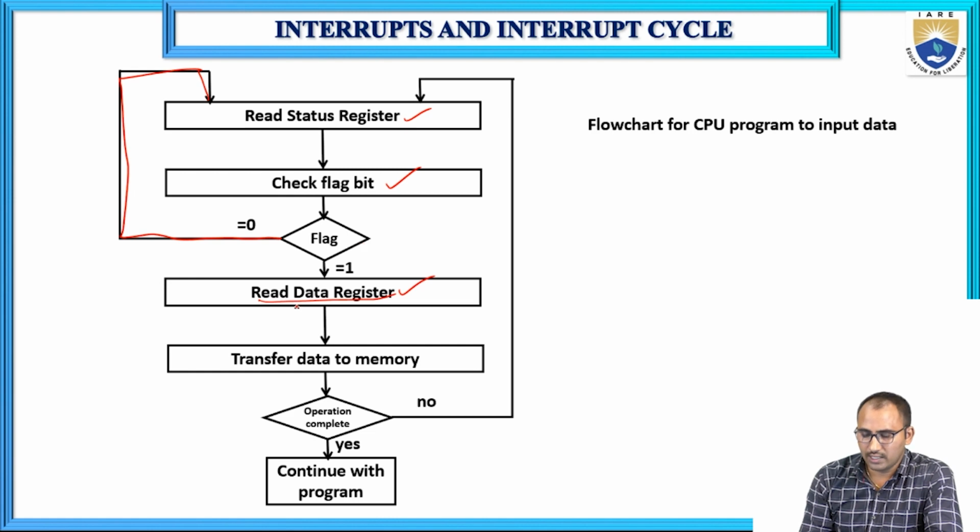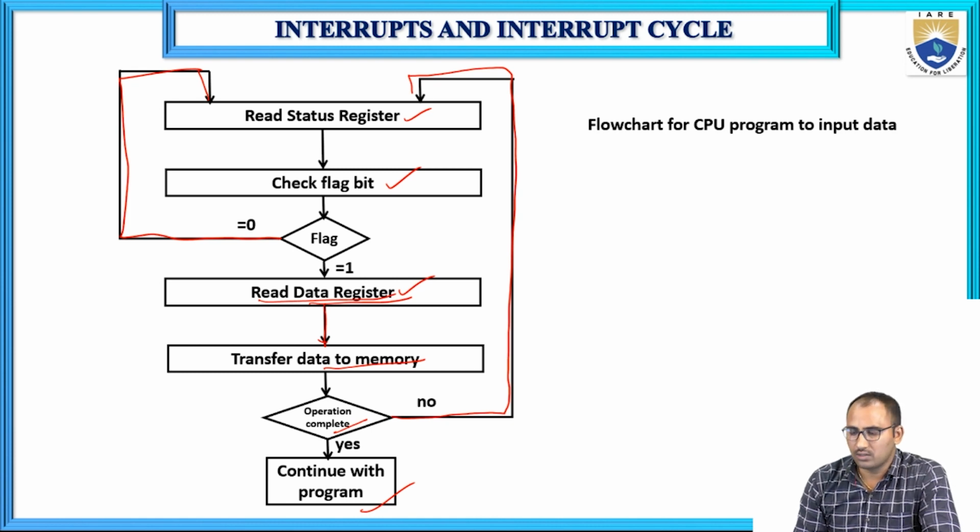If the data register contains data, then that will be transferred to the memory. And we check the condition, is the operation completed or not. If the operation is complete, it will continue with the remaining program. If the operation is not completed, it has to read the status register again. So this is a flowchart for the CPU program.